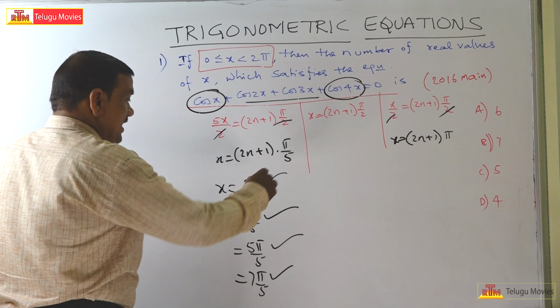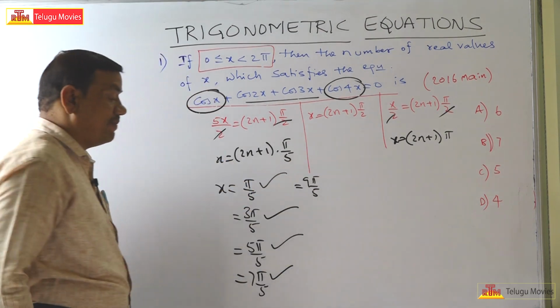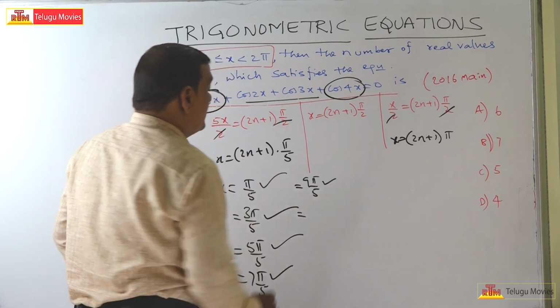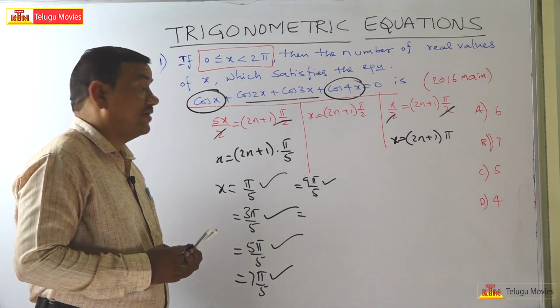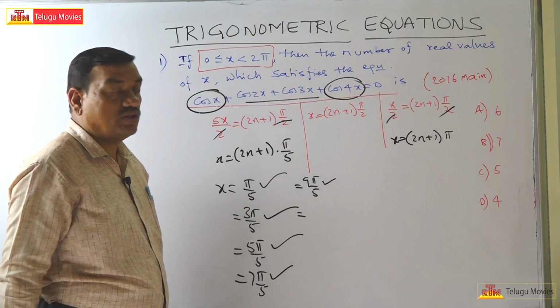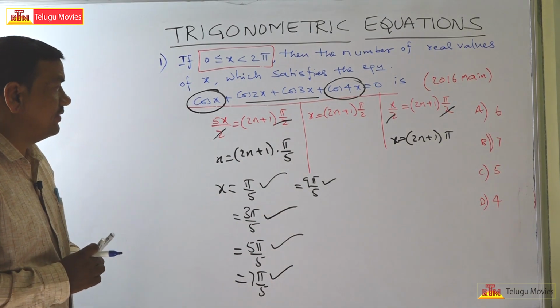Next one, 9 pi by 5. 9 pi by 5 is okay? Yes, it is okay. If you take the next one, 11 pi by 5, it crosses 2 pi. So that's all over. Only up to 9 pi by 5.